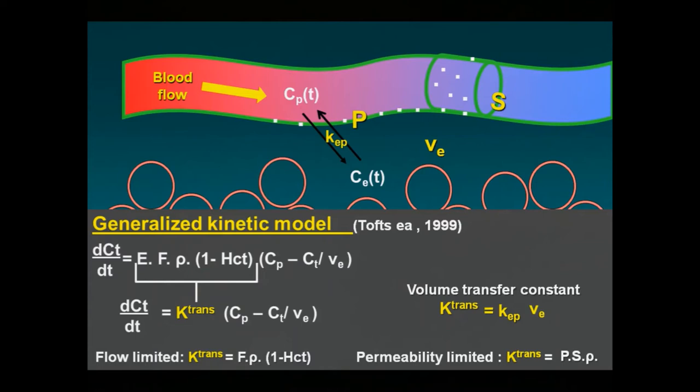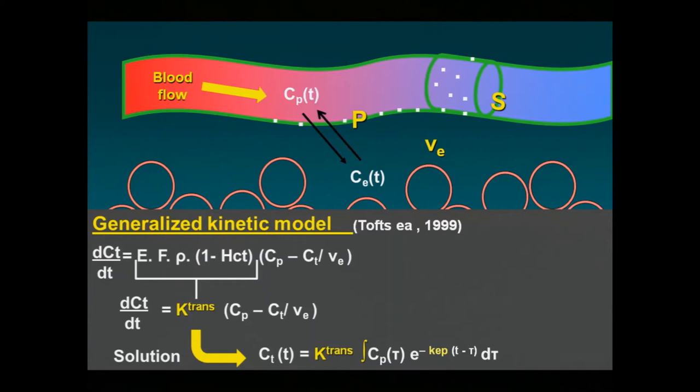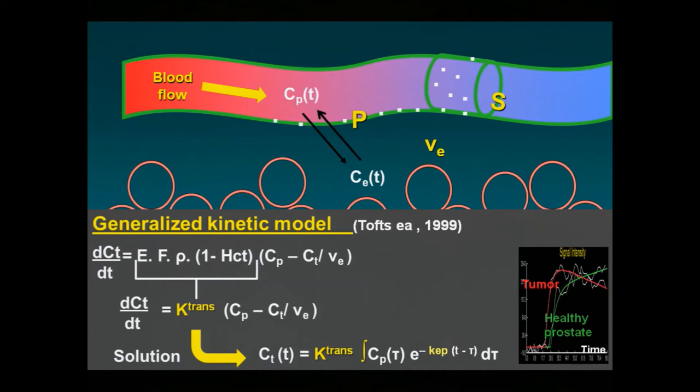The differential equation can then be solved, and you get this expression in which you have Ktrans and the rate constant Kep. You can then apply this to your curves. You can fit your curves because you have the contrast agent change here. And also, and that's very important, and we'll come to that in a moment, you need the input, the contrast variation in the plasma.